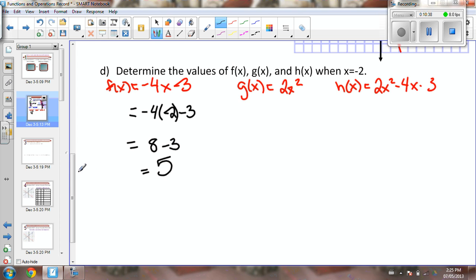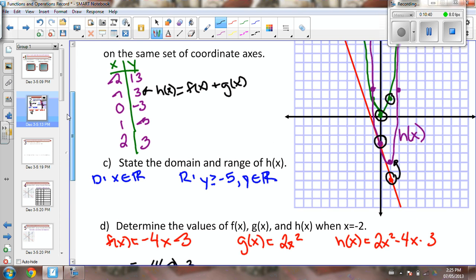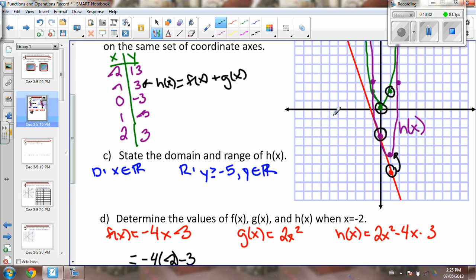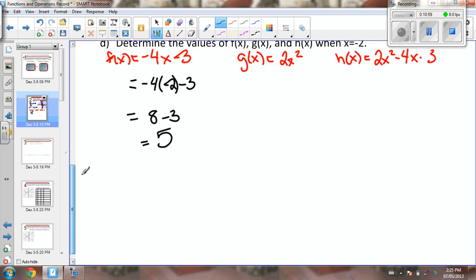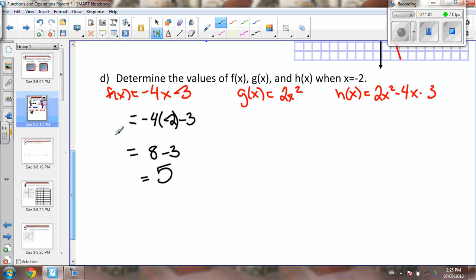This is what was throwing me off before. I don't know why I get 5. I must have drawn something wrong on here. 4 and 1. 1, 2, 3. So when x is -2, 1, 2, 1, 2, 3, 4, 5. My lines just must be off. So your y value on that graph when x equals -2 should be 5.